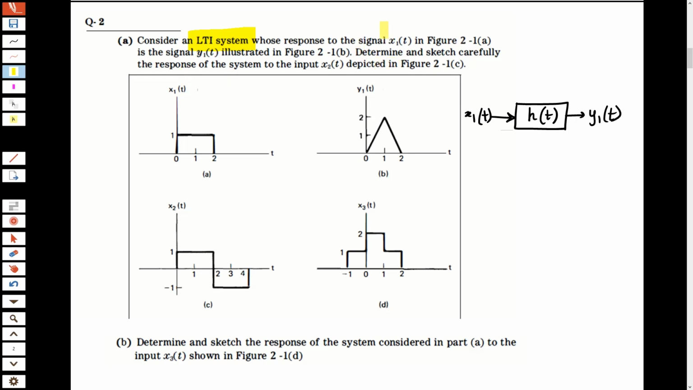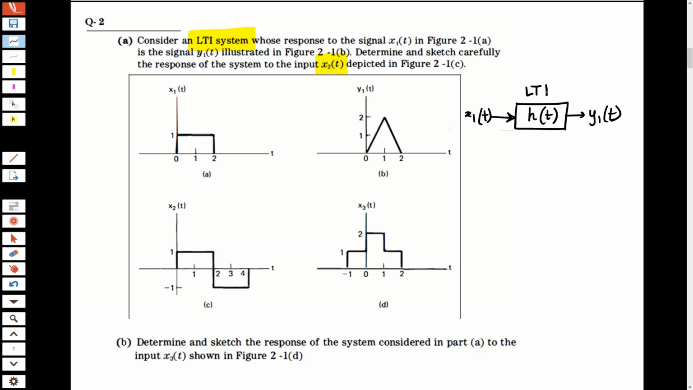The question asks us to determine and sketch carefully the response of the system to input x2t. That means, see, what is xt, what is ht, we do not know, but we know that this is a system where if you give x1t as the input, you get this as the output. This is one thing we know. And the other very important thing to know is that this is an LTI system. That means it's a linear time invariant system.